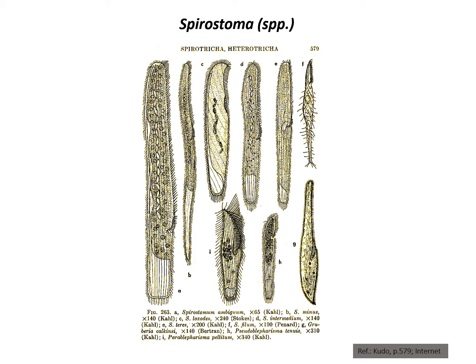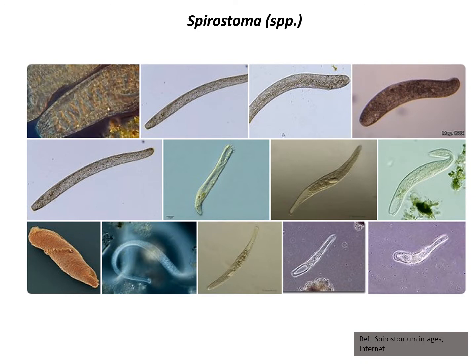There are many fine drawings and photomicrographs of Spirostomum to be found in the literature and on the internet. This particular illustration is taken from Kudo's textbook and shows 9 separate species. This slide illustrates some 13 examples of photomicrographs of Spirostomum to be found on the internet. There are many others as well.